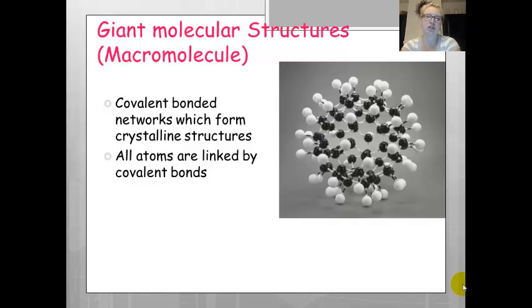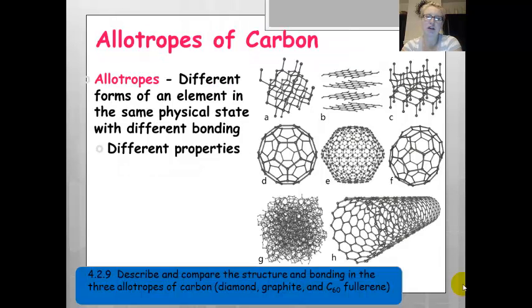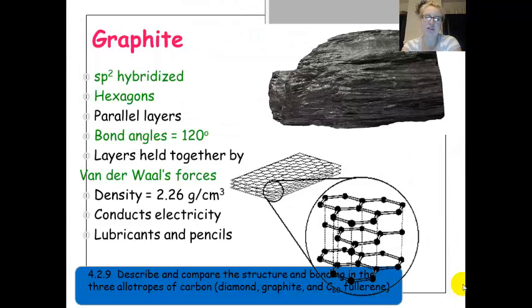Giant molecular structures, or macromolecules, occur when you have networks of covalent bonds that form giant crystalline structures. So all of the atoms are linked by covalent bonds. Carbon is one of those atoms that forms macromolecules, and there's different types of carbon that we call allotropes, which are different forms of an element in the same physical state with different bonding. And so there's three different types of carbon that are all solid, that all have different properties that you need to know about. The first is graphite.